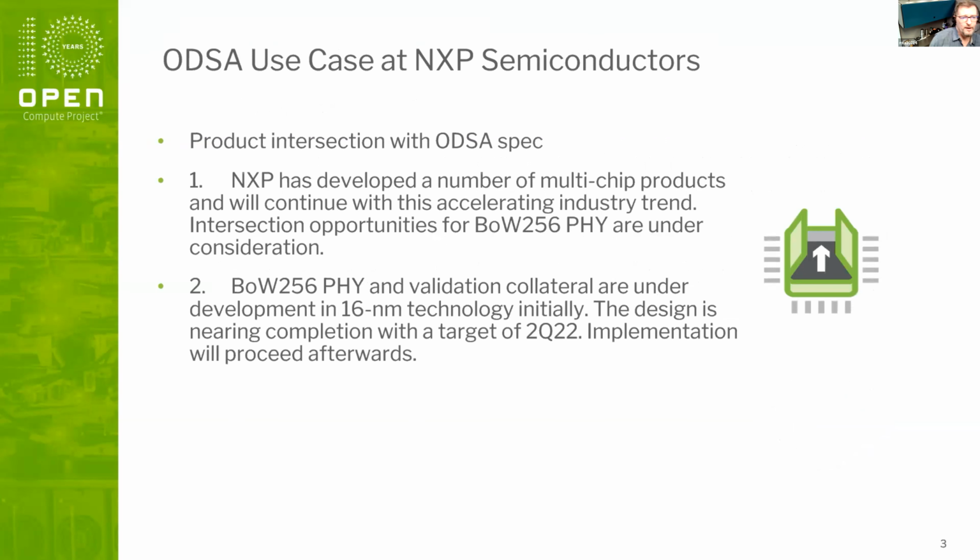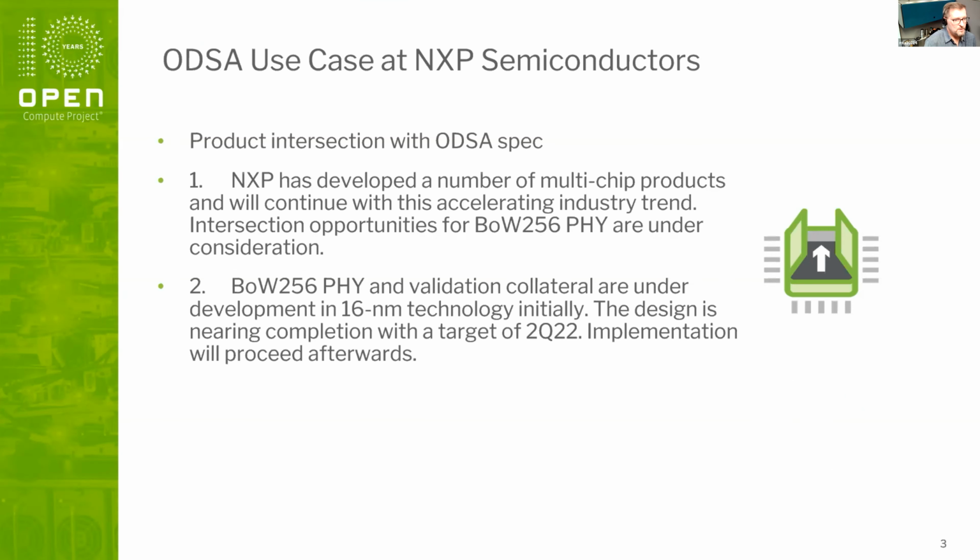So what is our product intersection? Well, NXP has developed a number of multi-chip products in the past, and will continue to do this. It's an accelerating industry trend. And we're still looking for intersection opportunities for BoW that are under consideration and being discussed.